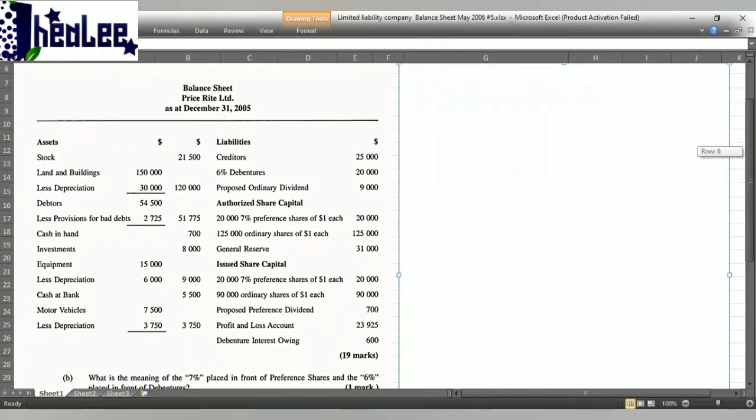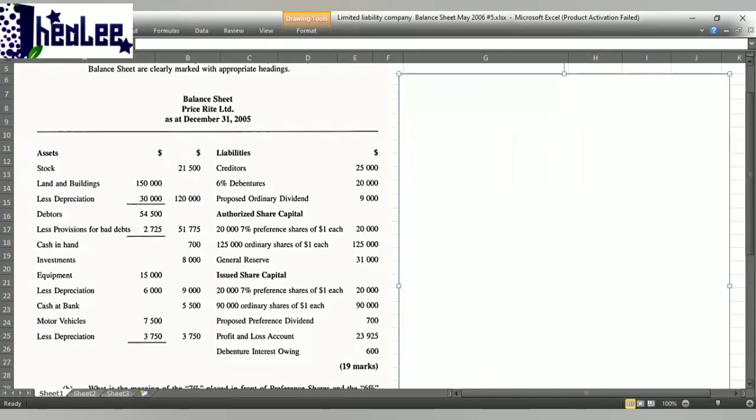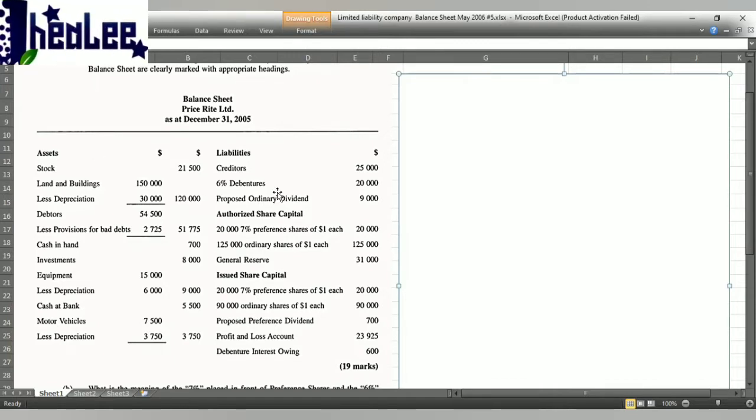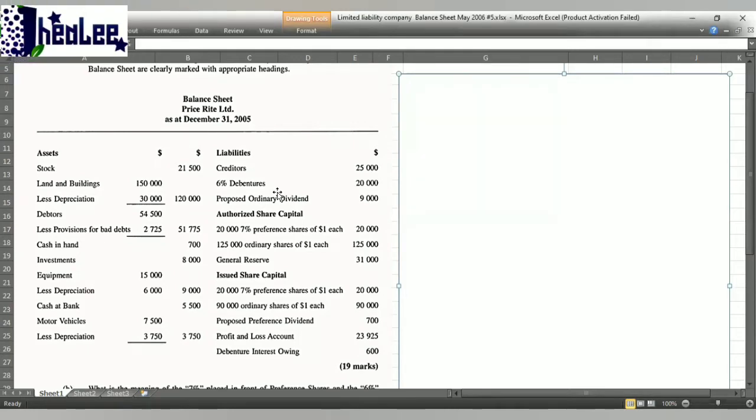So here are the items that you're presented with. You have assets, and the assets are all in one. Your liabilities are listed, your authorized share capital is given, your issued share capital is given, you're seeing proposed preference dividend, general reserve, and proposed ordinary dividend. So there are several things there, right? So we're going to use this to prepare the vertical balance sheet in the appropriate format.